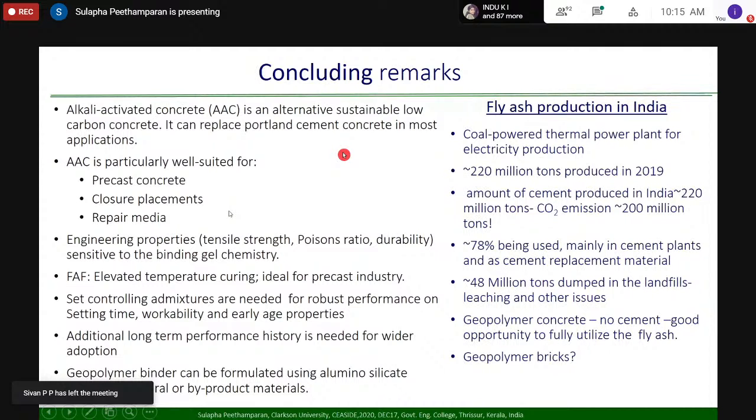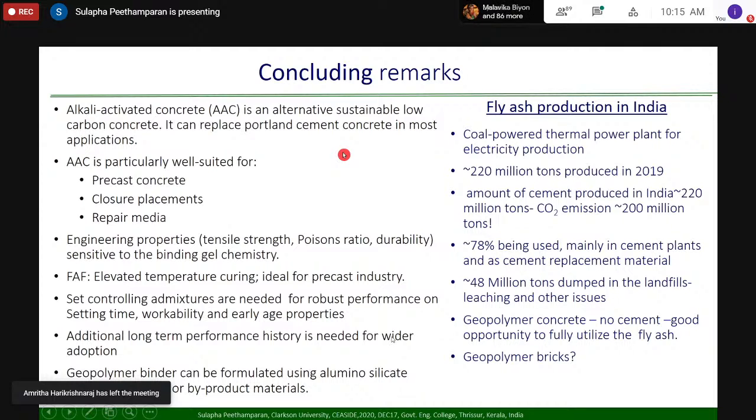it is not widely accepted in the field, mainly because we don't have long-term data, and we don't have codes and specifications. We need all of them to start using it in the field. It needs some more additional studies in controlling the setting and workability. We need more data on the long-term performance, but you can use any industrial waste, or any naturally occurring material, for making this concrete without using the cement.